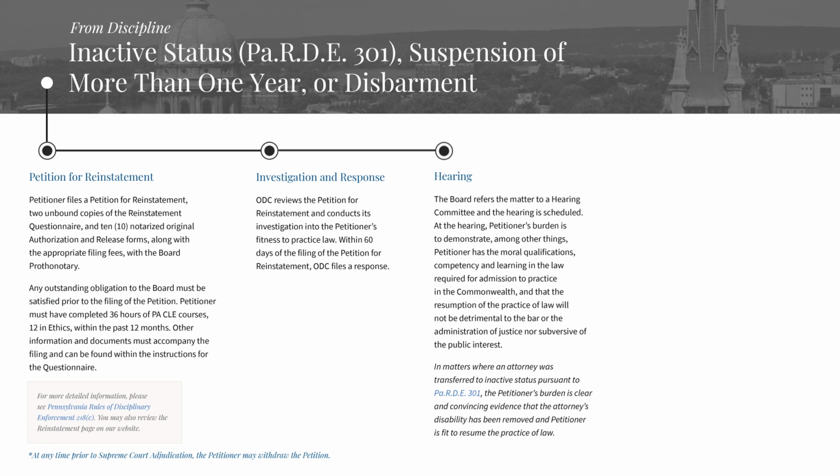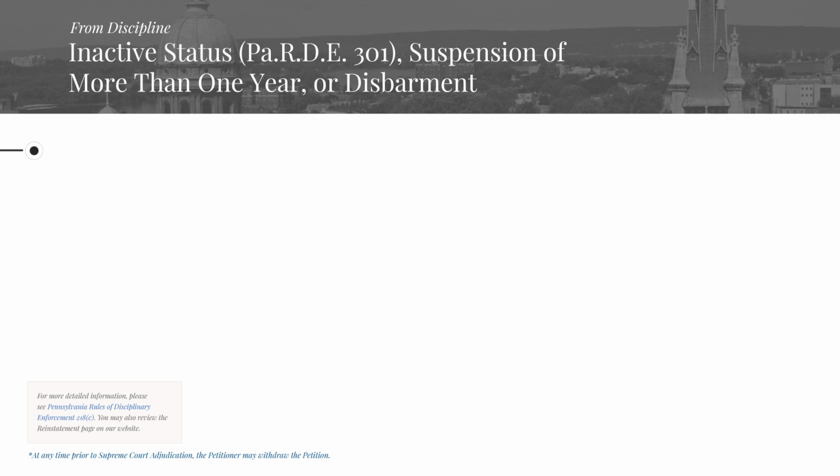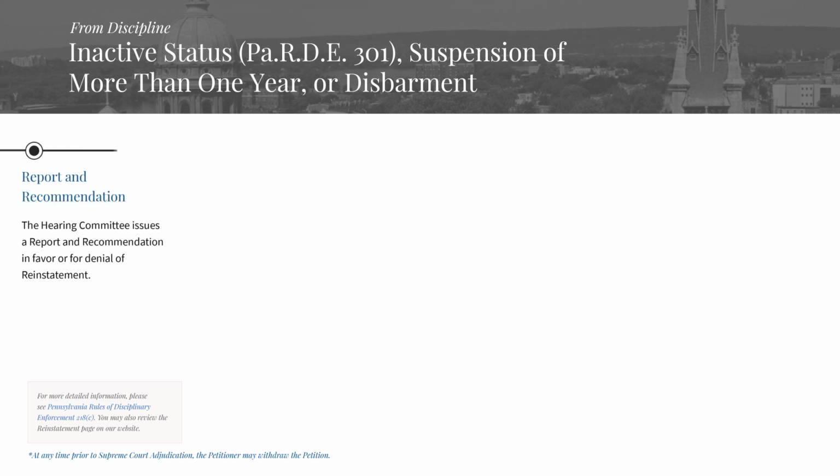However, if you are petitioning from disability inactive status, your burden is to provide clear and convincing evidence that your disability has been removed and you are fit to resume the practice of law. Both parties may file briefs with the hearing committee, setting forth proposed findings of fact, conclusions of law, and a suggested disposition. The hearing committee will issue a report and recommendation in favor or for denial of reinstatement.